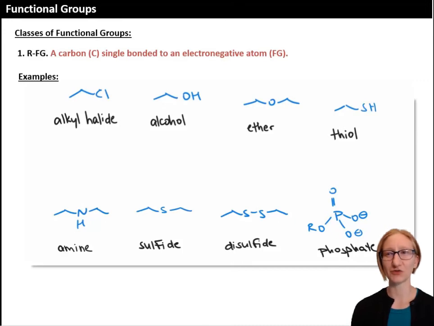So remember, each of the functional groups in this class bears an organic fragment that is bound to the electronegative atom, the oxygen, nitrogen, sulfur, phosphorus, through a single bond.